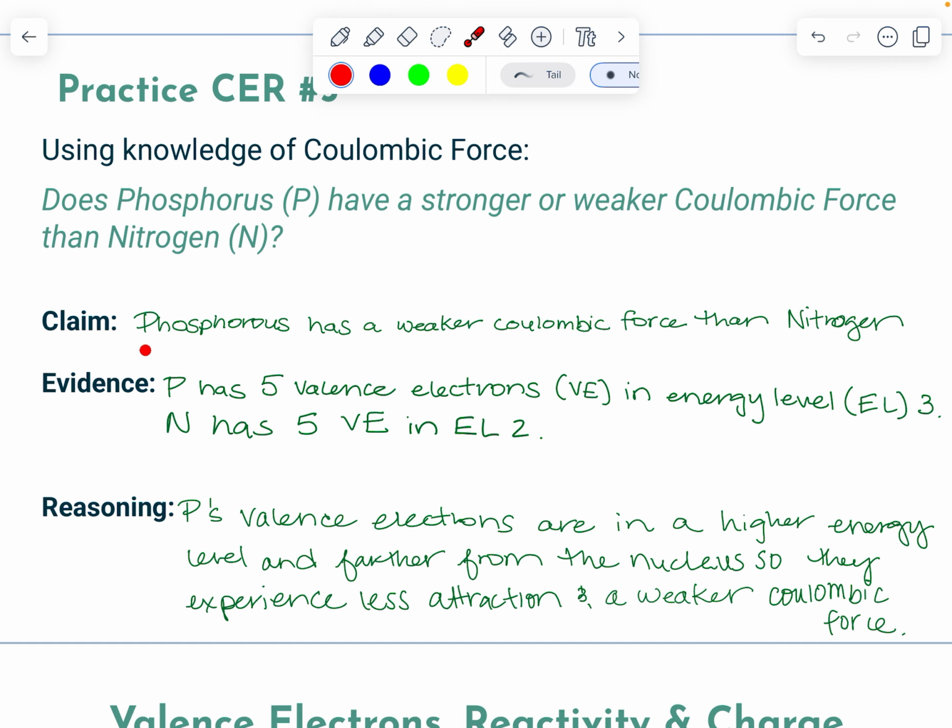All right, so phosphorus has a weaker Coulombic force than nitrogen. My evidence is valence electrons and energy levels here. Again, notice this one, we have different energy levels. And because phosphorus is in a higher energy level, it's going to have a weaker Coulombic force.